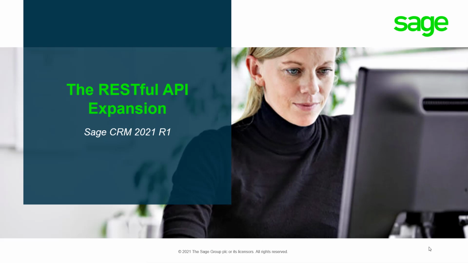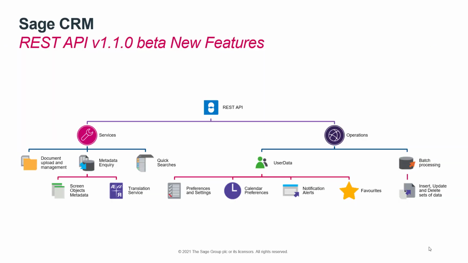The release of Sage CRM 2021 has seen an expansion to the RESTful APIs. New capabilities have been opened up because of the newly supported endpoints. The RESTful API expansion has added endpoints that enable the management of document upload.